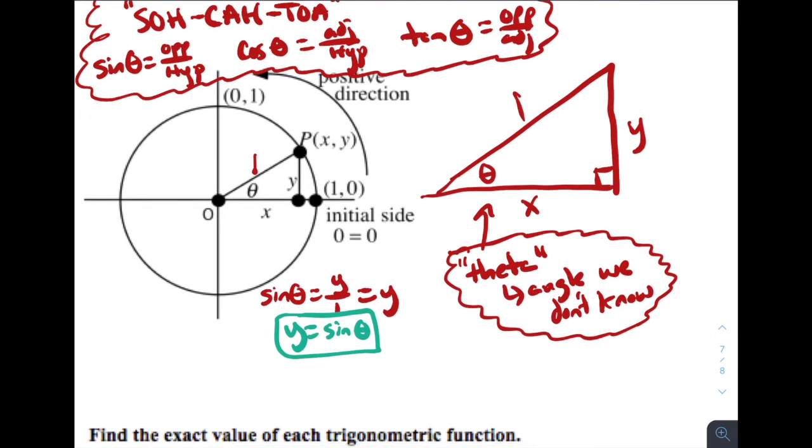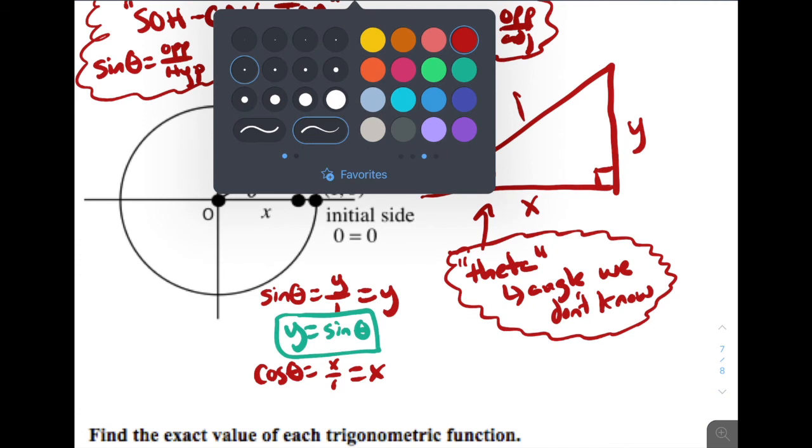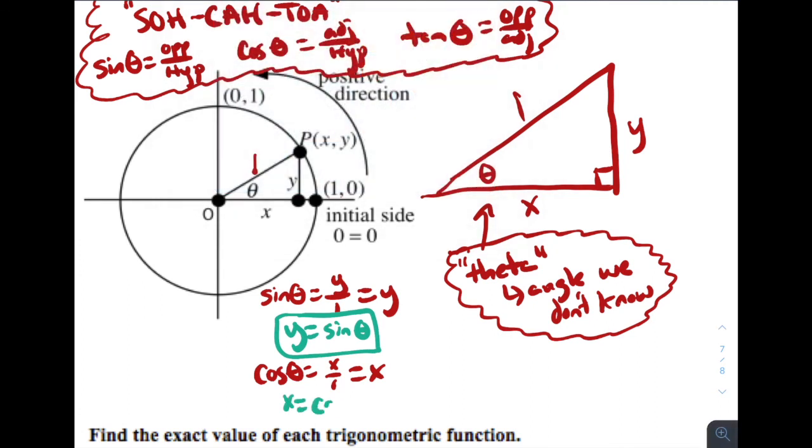Similarly, cosine of theta is the adjacent over hypotenuse. If we think about our theta here, the adjacent is the x, the hypotenuse is our 1. So that's going to be x divided by 1, which is just x. And that means that the x value is going to be our cosine of theta.